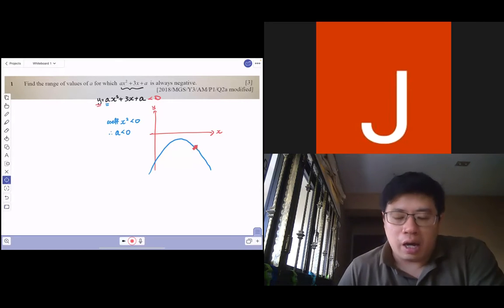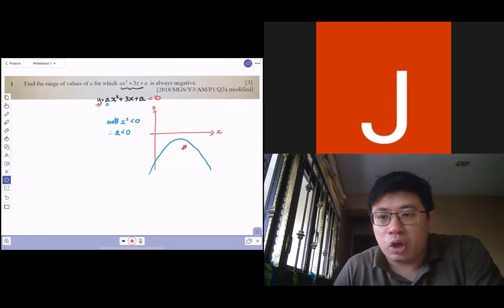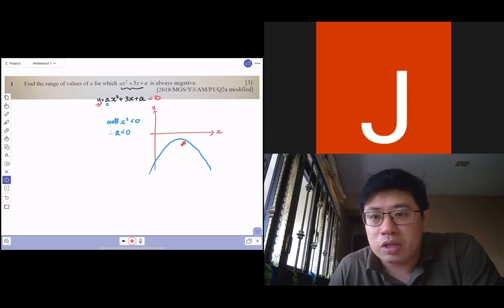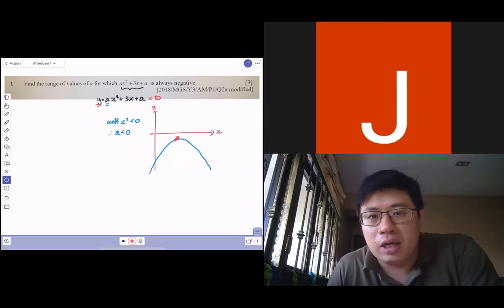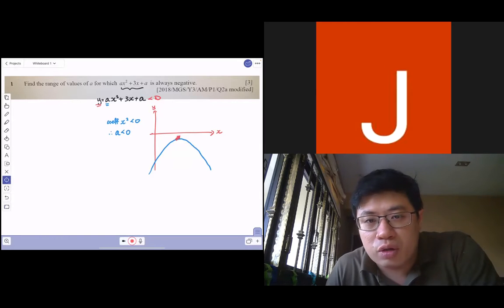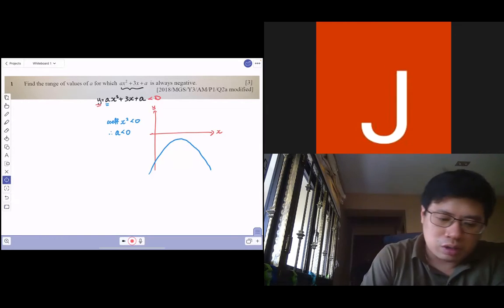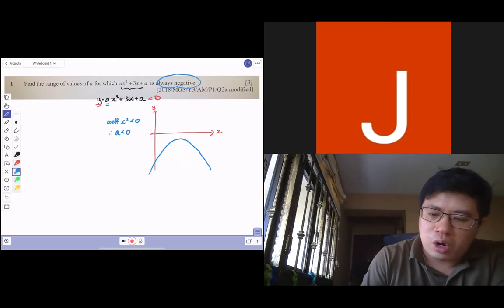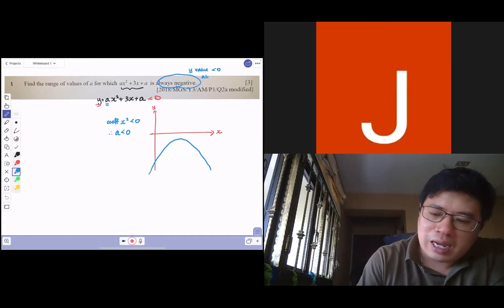At the same time, you notice that this will not touch the x-axis, because if it touches the x-axis, it will not be always negative anymore. It can be 0, but 0 is not negative, so the y value cannot even be 0. It has to be always less than 0, meaning that the graph always lies under the x-axis.